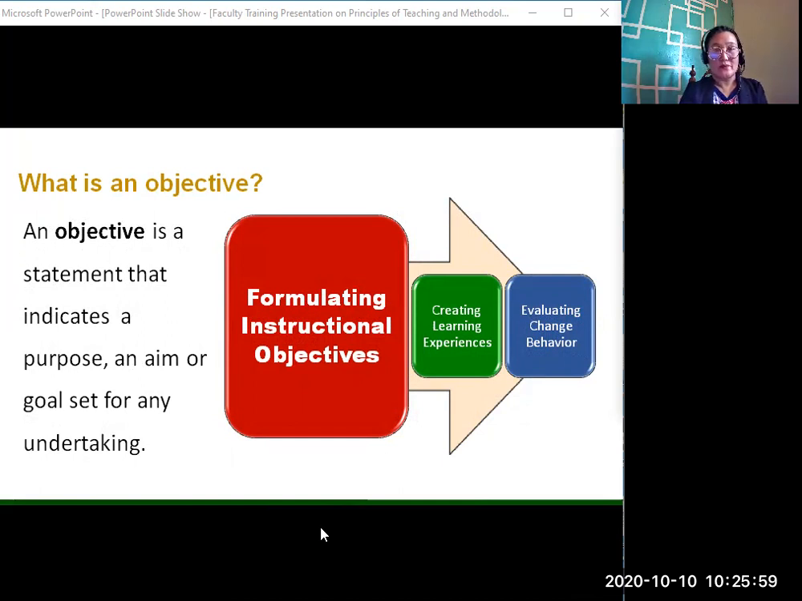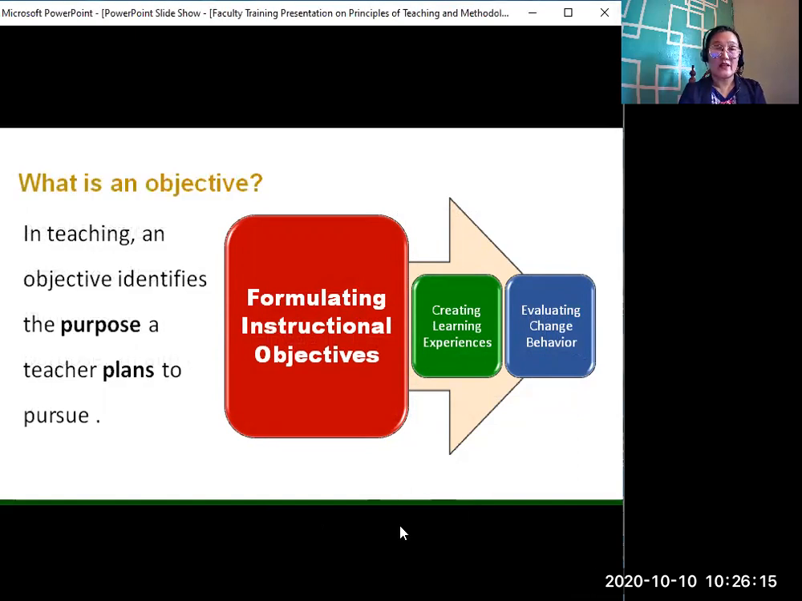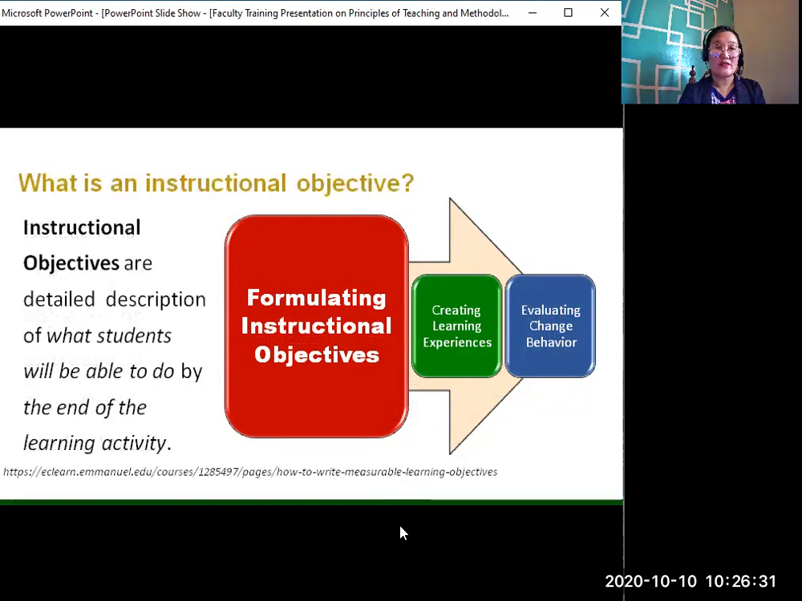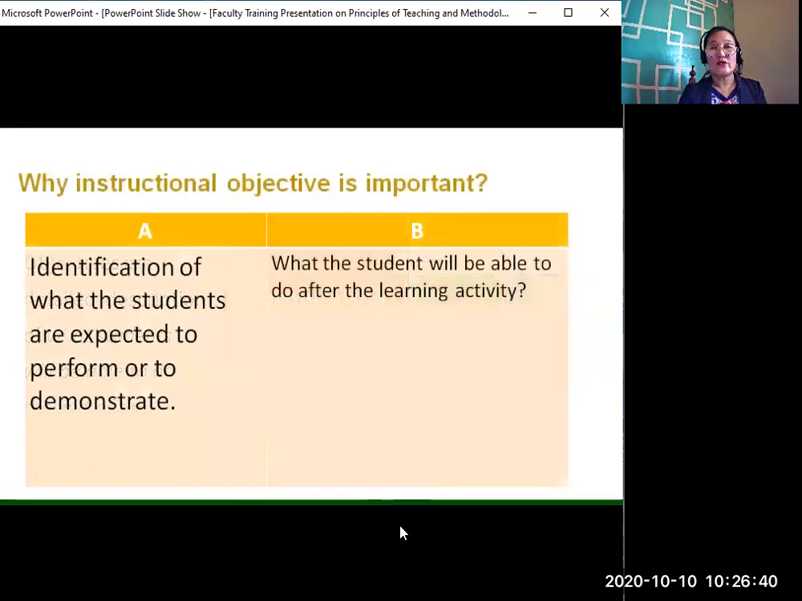What is an objective? An objective is a statement that indicates a purpose, an aim, or goal set for any undertaking. In teaching, an objective identifies the purpose a teacher plans to pursue. It is termed educational objective or instructional objective when used in teaching. Instructional objectives are detailed description of what students will be able to do at the end of the learning activity. There are rules to be followed as guide in writing instructional objectives.